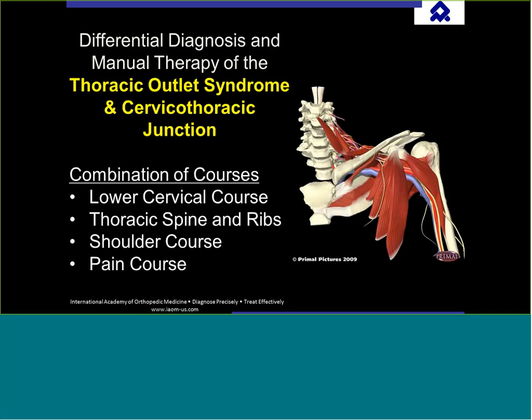So when we talk about this course, this course specifically is a combination of the lower cervical course, the thoracic spine and ribs course, the shoulder course, and the pain course. So we have four different courses coming together in one course so that we can address this region that is in the middle of all of it, and one of those regions that is the place where a lot of symptoms and complaints and patients who are struggling originate.